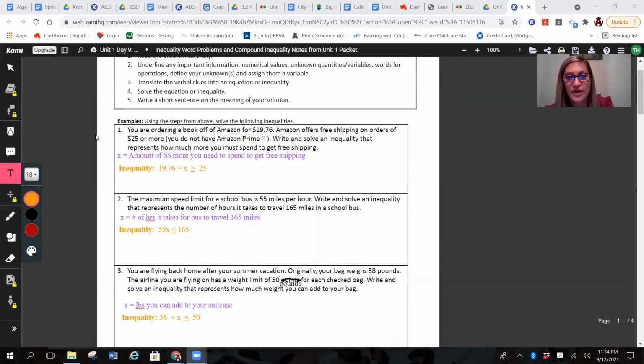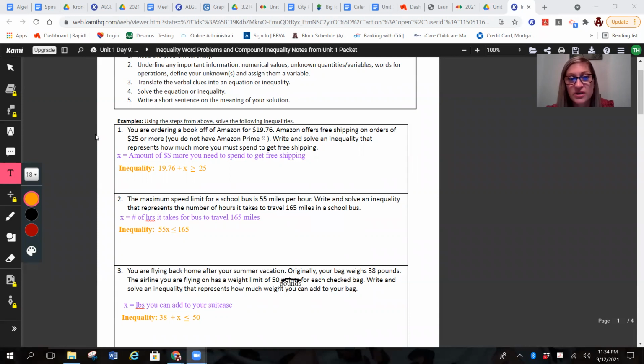You're ordering a book off Amazon for $19.76. Amazon offers free shipping on orders of $25 or more. You do not have Amazon Prime. Write and solve an inequality that represents how much more you must spend to get free shipping.